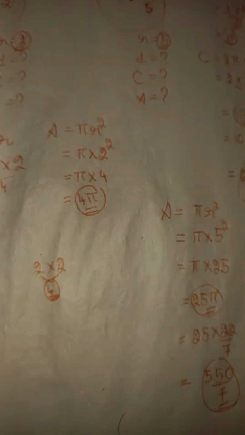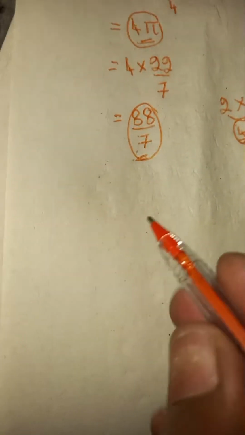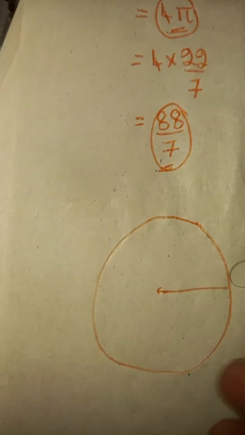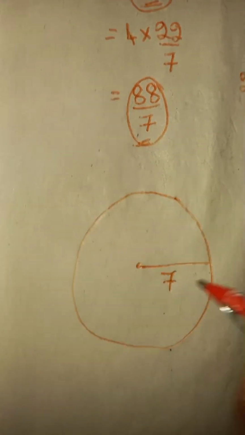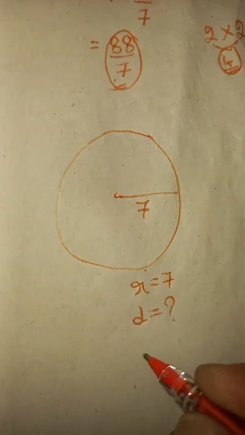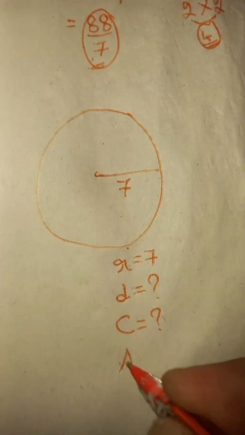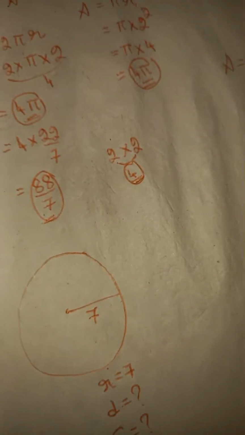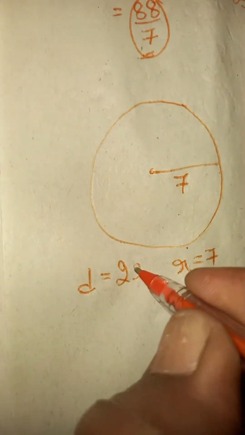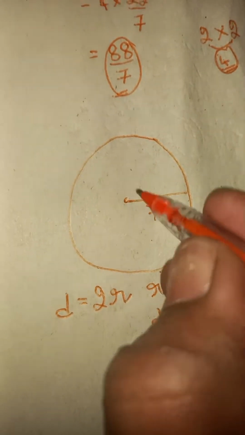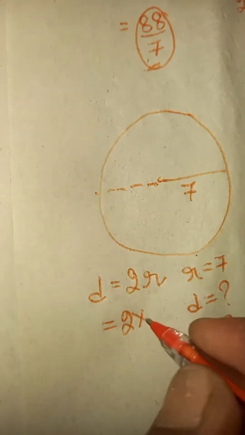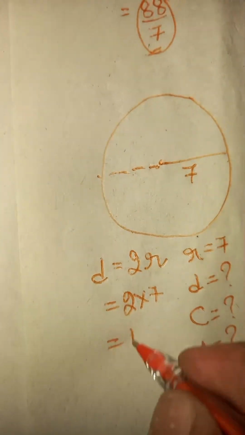Now let's take one more circle. Here in this circle the radius they have given us is equal to 7 units. Find out what's the diameter, what's the circumference, and what's the area of the circle. Here you can find that the diameter of the circle is 2 times of the radius. Here radius is 7 units, so the diameter is going to become 2 times of 7 units. 2 times of 7 is 14 units.